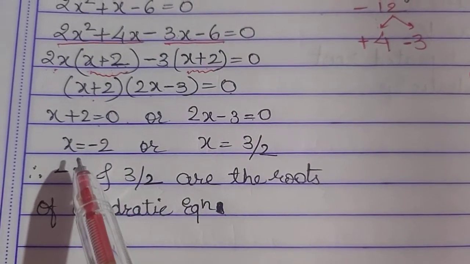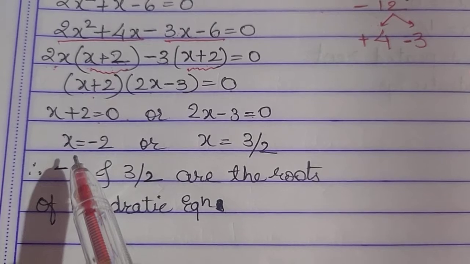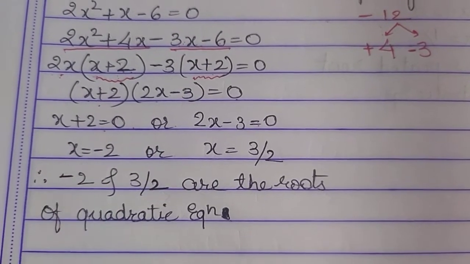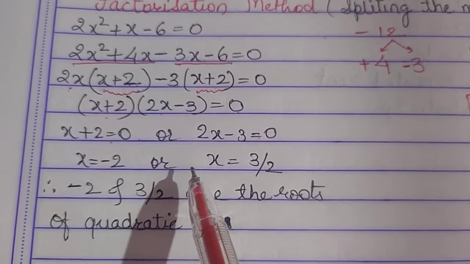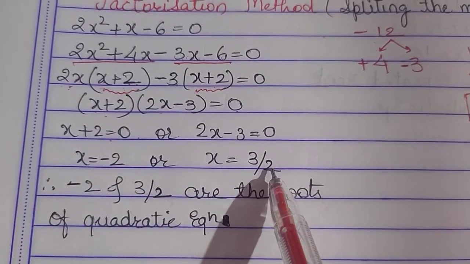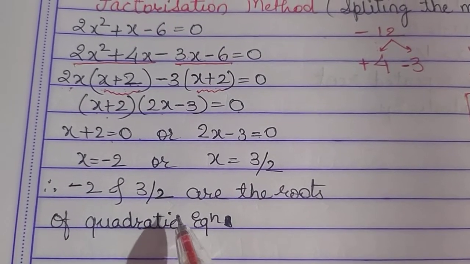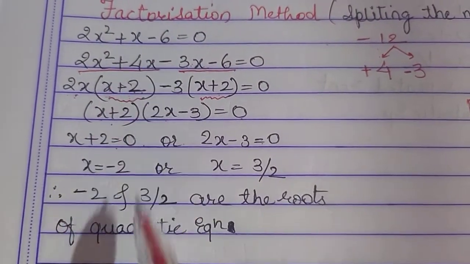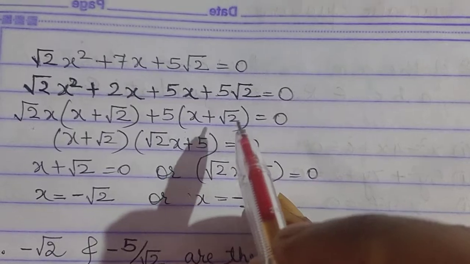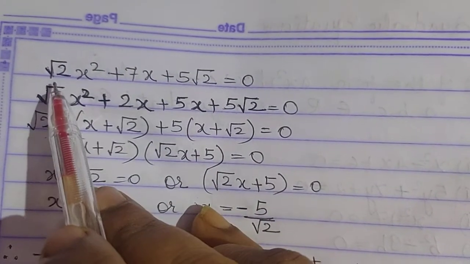So these are the two values of x. These are also called the roots of the quadratic equation. X is equal to minus 2 and x is equal to 3 by 2. These are the roots of the quadratic equation. These roots satisfy the quadratic equation. One more example I am going to explain.